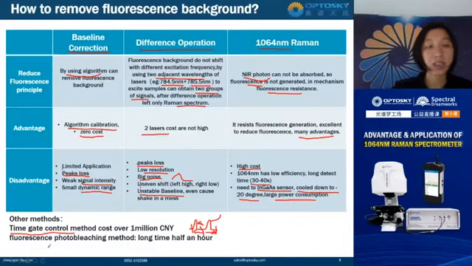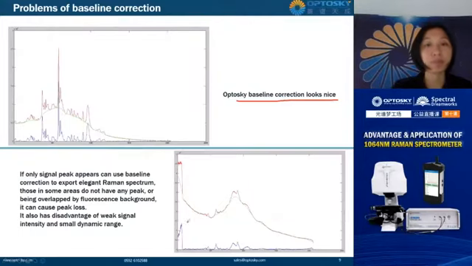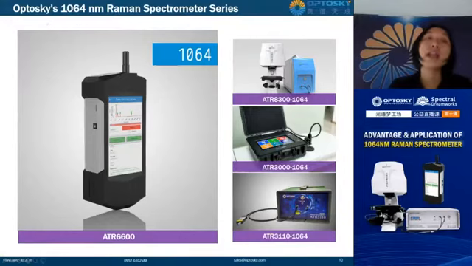And for the fluorescence, we also have to introduce another method. This is photo bleaching. Photo bleaching can also remove the bad fluorescence, but it takes at least half an hour to photo bleach and remove the fluorescence background. This we have already introduced before. So next we are going to introduce the AutoSky's 1064 nanometers Raman spectrometer series.